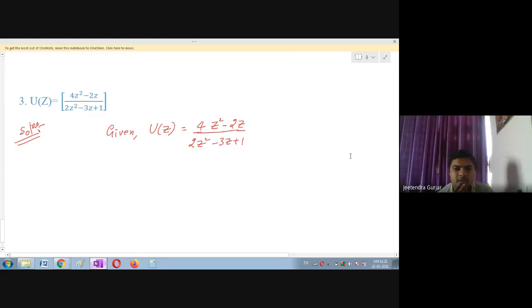See, looking at the question, in the denominator it is 2z square minus 3z plus 1. I cannot take this direct value. So what I will do? I will just split this value. So 2z square minus 3z plus 1 can be written as, okay, I will take here this 3z and split it in terms of 2z and z. Please remember this, students.